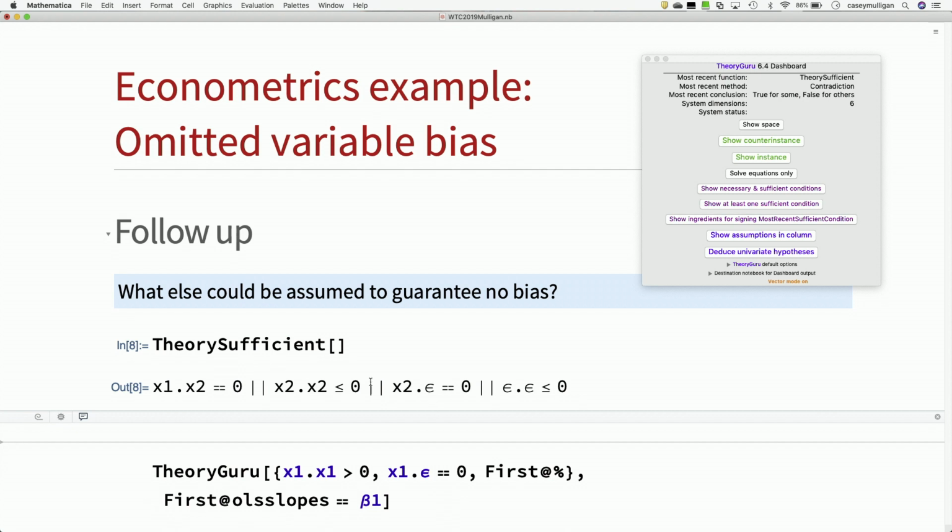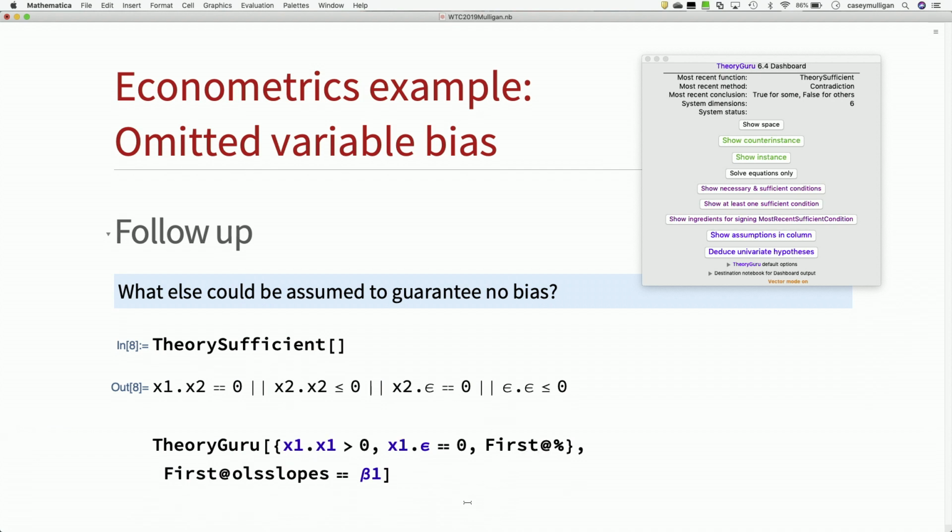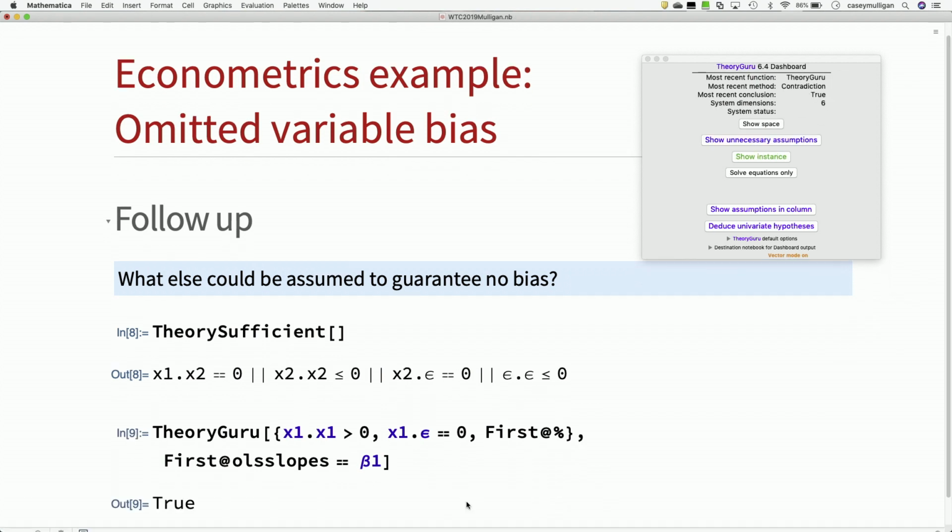So I found my users love this. When they're told that their proof isn't right, they always want to know, what do I got to add to it? And here's 4 answers for them, and they only need 1. Let's just check and make sure that the first one, for example, does it. And yep, sure enough, when you add the first one in, that's enough to guarantee that it's unbiased. Now there's no counterexamples with this extra assumption.